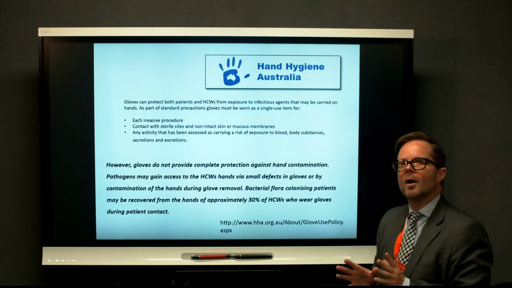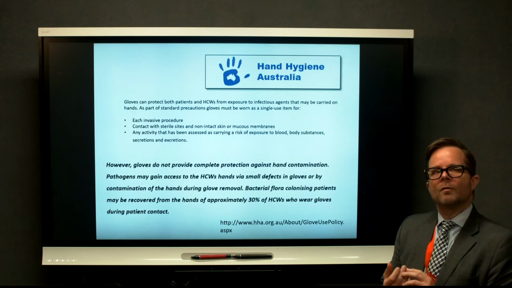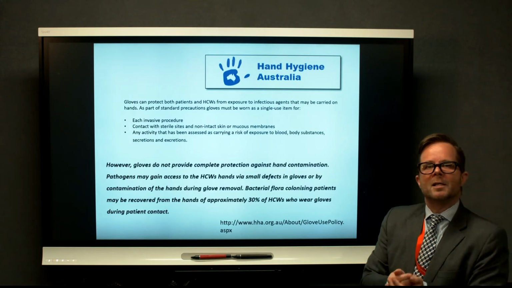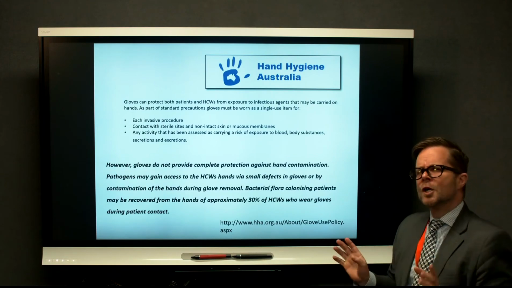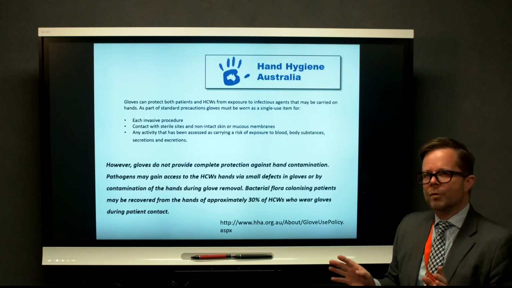Okay, so keep that in mind. Really important, when gloves come off, we also wash to eliminate any potential contamination. So gloves should not be seen as foolproof.